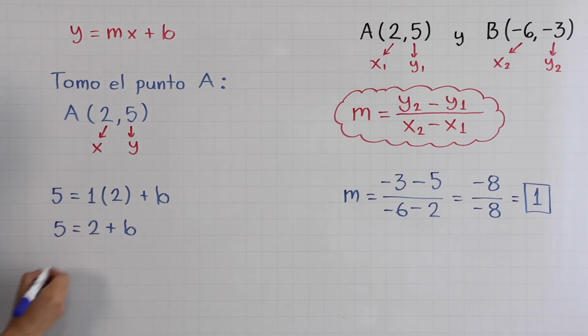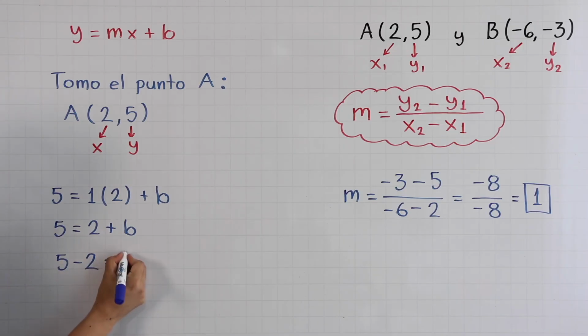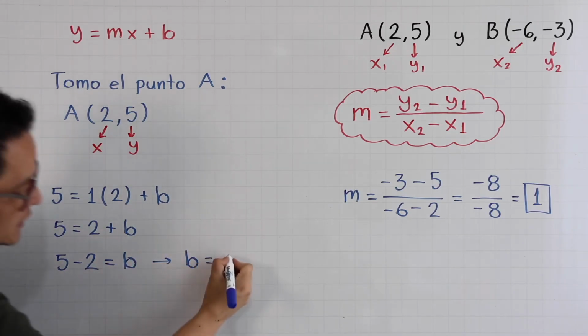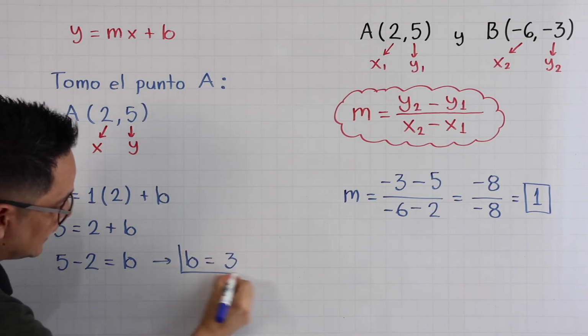We move this 2 to the other side by subtracting. So we get 5 minus 2 equals b. And well, from here we get that b equals 5 minus 2, which is 3, done. This is the value of b.